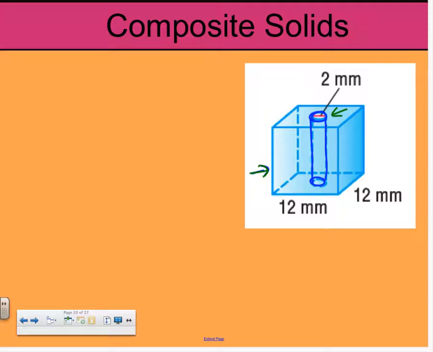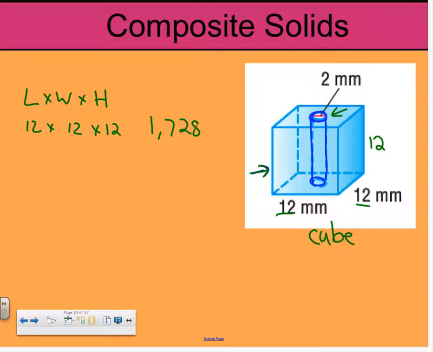Actually, it's not just a rectangular prism, my mistake. It's actually a cube, all right? And what we know about a cube is all the sides are the same. So this is 12, and this is 12, and also we know the height is 12. So when we do length times width times height, I've got 12 times 12 times 12. And so the volume of the rectangular prism is going to be 1,728. All right, so there's my first one. This is our cube.